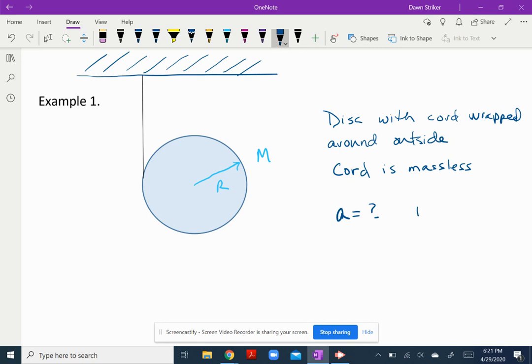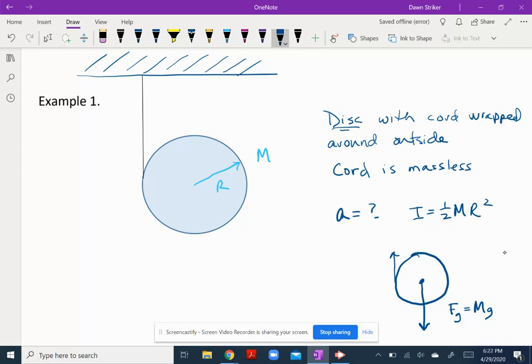Okay. Since it's a disc, I know its moment of inertia formula is going to be 1/2 mr squared. So that comes from the fact that it's a disc. And I'm going to have to be able to put together rotation and translation in order to solve this. All right. So let's first think about a free body diagram. So here's my disc. Acting on the center of mass is the force of gravity, which I know is mg. And acting at the edge is this tension. The cord offers some tension that's going to impede the acceleration a little bit.